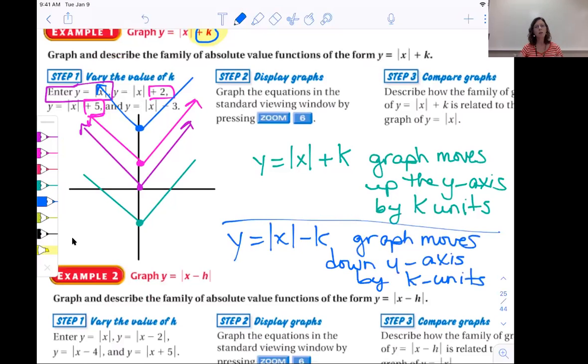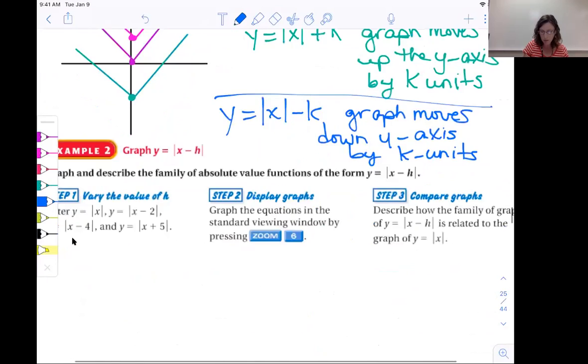So that's one thing that we can generalize. When you see a number outside, we've got the absolute value, and it's a plus something, then it goes up. If it's a minus something, then it moves down. And we're going to focus on that throughout the entire year once we start changing our functions. So that's something to think about. All right, let's look at the next group.